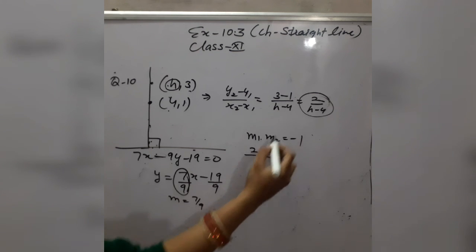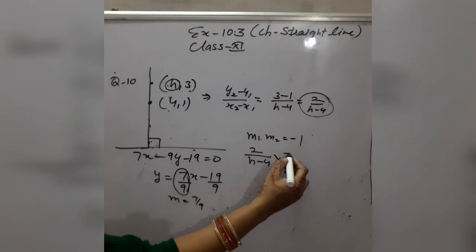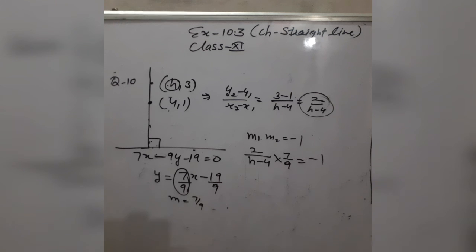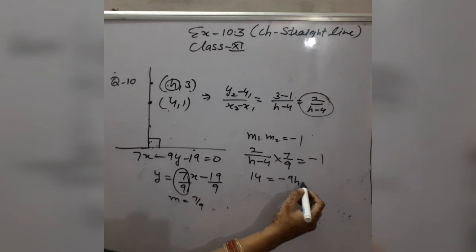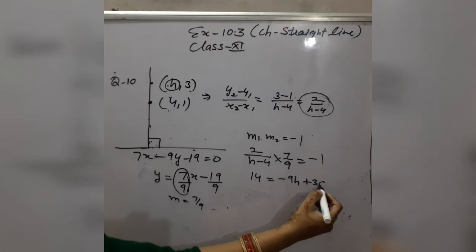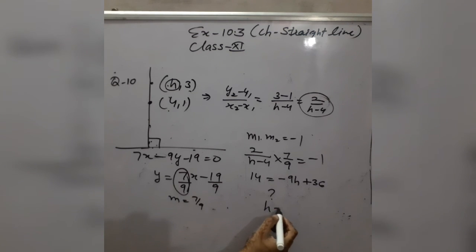So the first slope is 2/(h - 4), the second slope is 7/9, and take it equal to -1. So 7 into 2, 14, this is equal to -9(h - 4). Minus becomes plus 36. Simplify it, it gives you the value of h. So in this way you can find the value of h. So this is the last question of this video. In the next video we will continue the same exercise from question number 11.